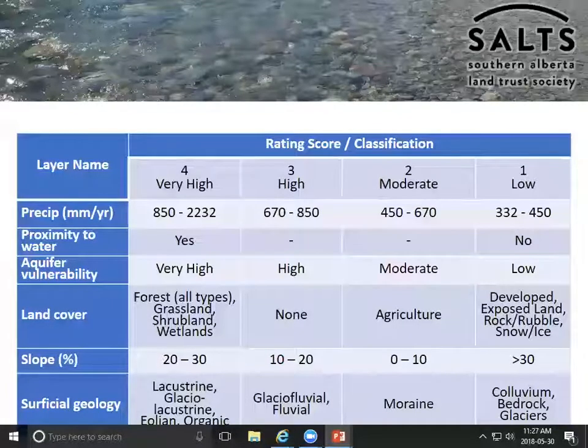and I'm happy to entertain questions. And then the last one was the superficial geology, and this was just looking at those soils or superficial geology that again are more susceptible to erosion.